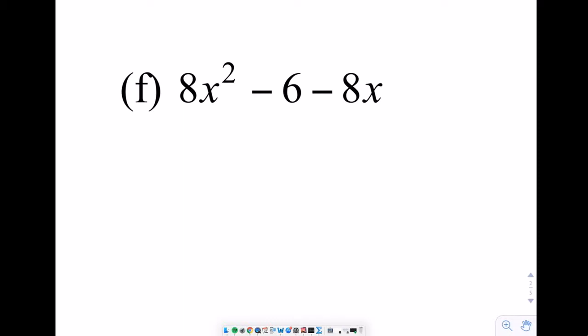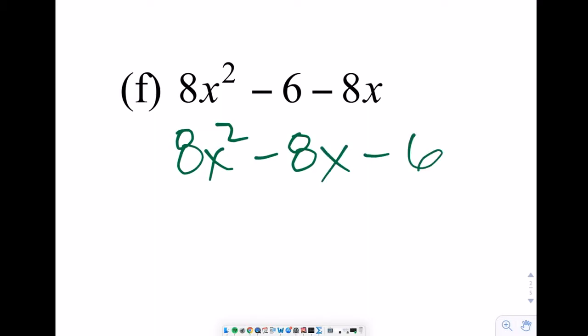Rearrange, organize. You have one variable, so in descending order: 8x squared minus 8x minus 6. Okay, that looks better. Step 2.